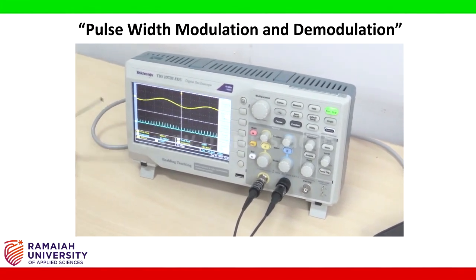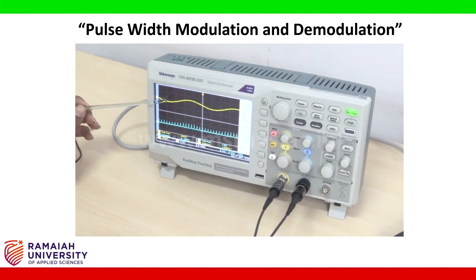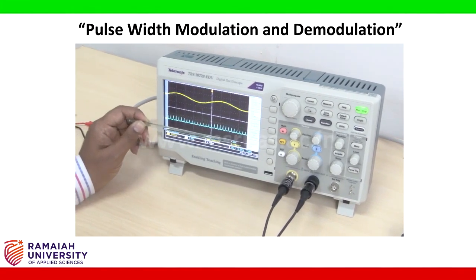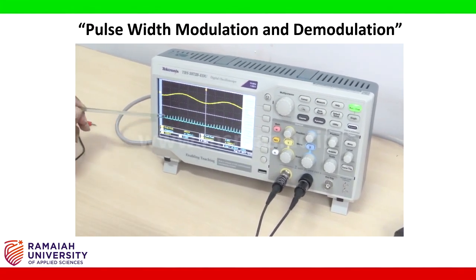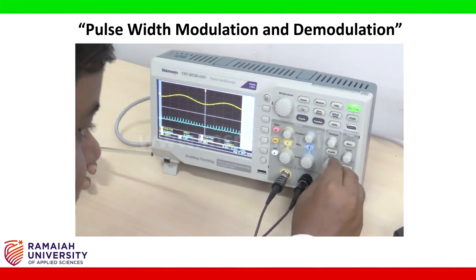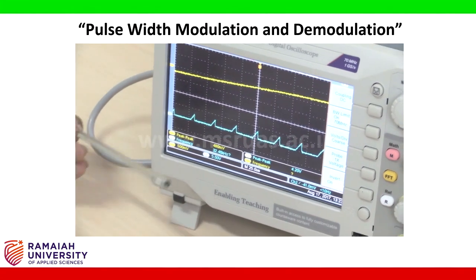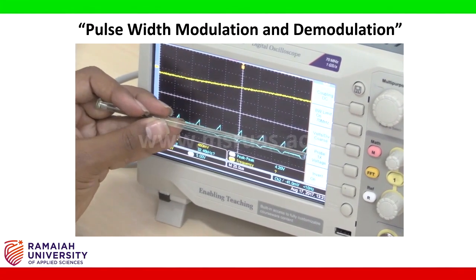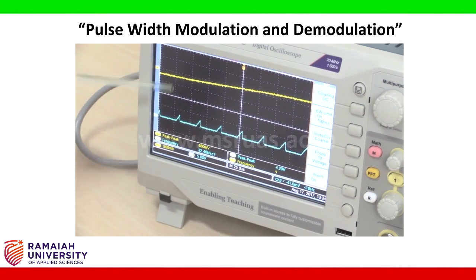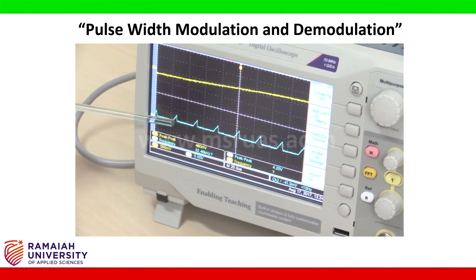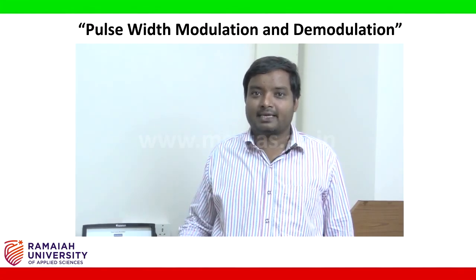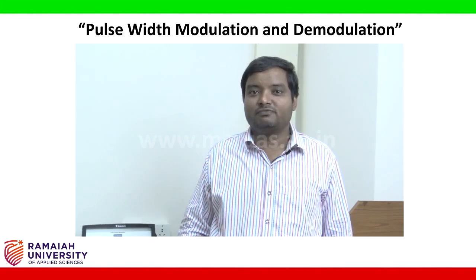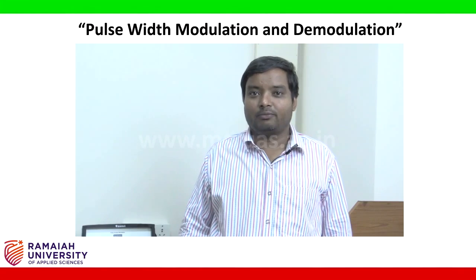In this yellow waveform, that is the input sine waveform, and these are the pulses with different amplitude, different width. So you can observe here, when amplitude increases, the pulse width is also increasing. When amplitude is decreasing, pulse width is also decreasing. Pulse width modulation block is explained. Now the next part of the experiment is the pulse width demodulation, that I am going to explain now.